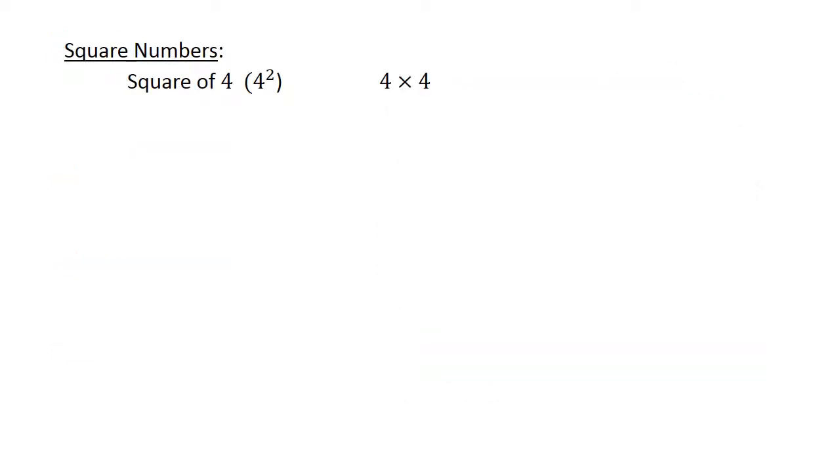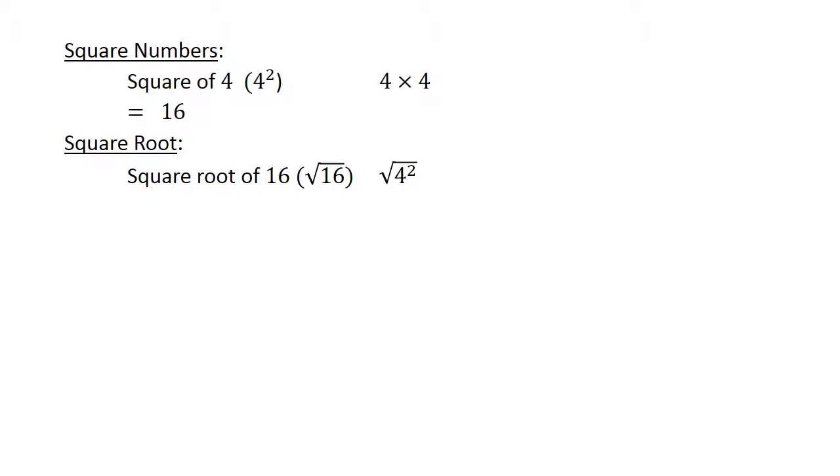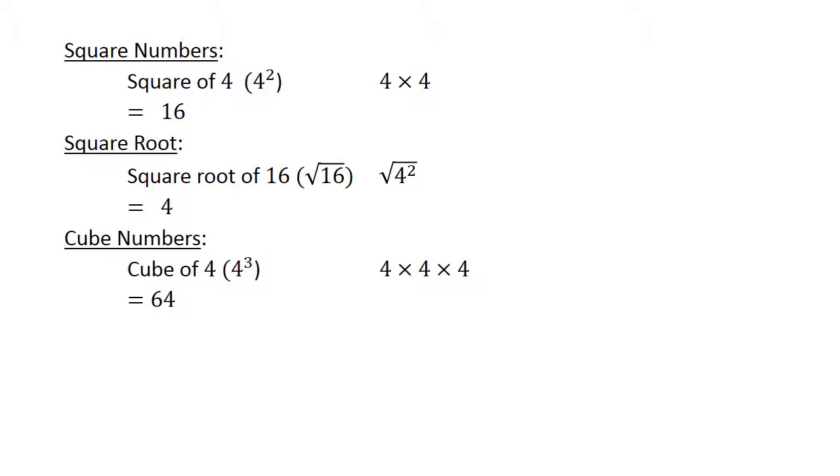Square numbers. The square of 4 equals 16. Square root of 16 equals 4. The cube of 4 equals 64, and the cube root of 64 equals 4.